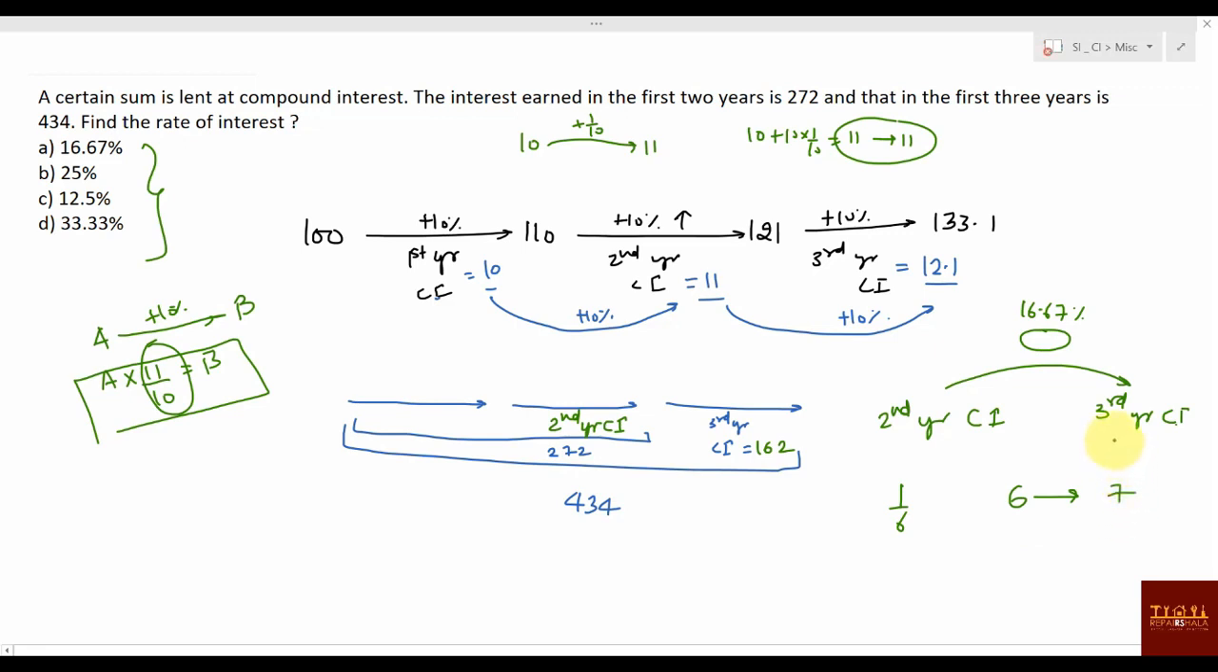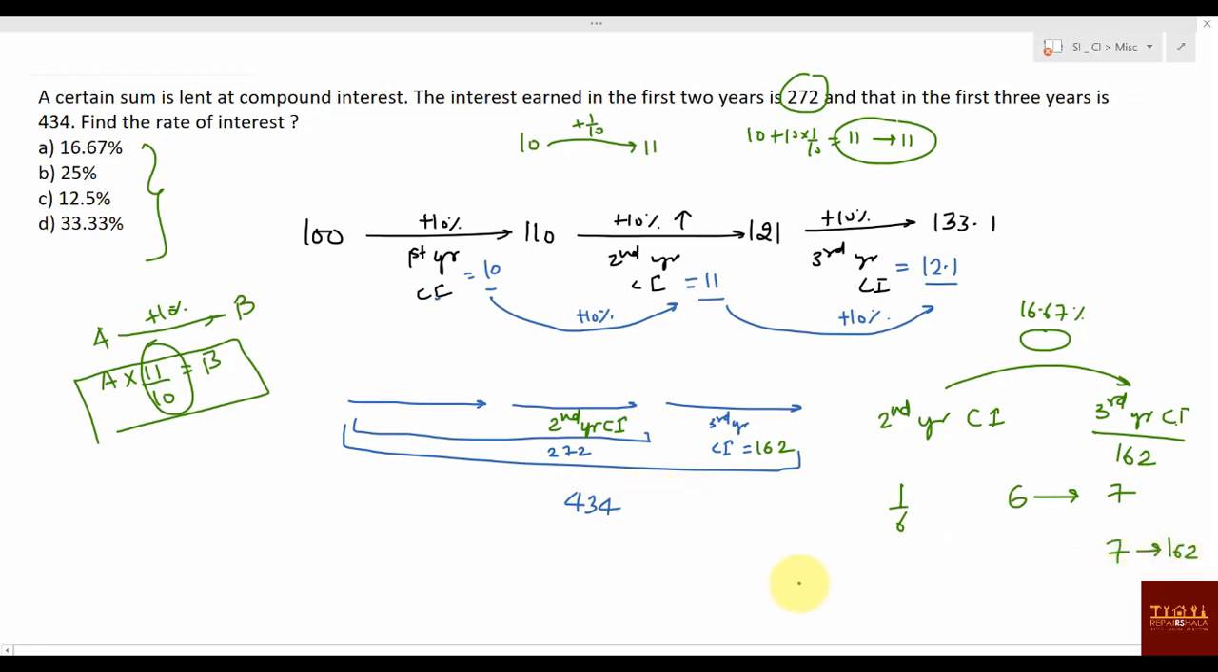What is actually it is becoming? Third year CI. It is already given, how much? 162. It means 7 is corresponding to 162. Check whether it is divisible by 7. No, it is not divisible by 7. And because everywhere integral values are given, 272 is there, 162 is there, 434 is there, no decimal value, we can say 16.67 percentage cannot be there. You understand this way? I will tell you another way also, with that you can find in seconds. So with this you can say that it cannot be divisible.